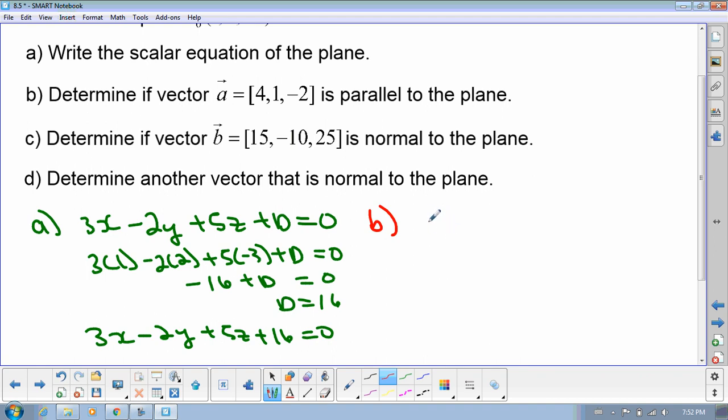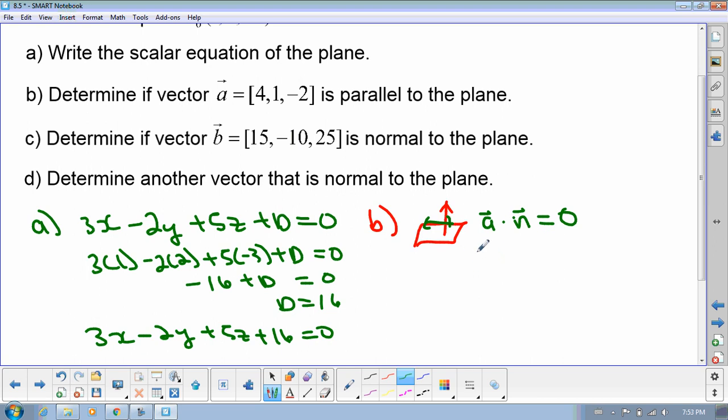All right, so if it's parallel, I have my plane and I know my normal, so I'm trying to see if the vector is parallel. If it's parallel, it has to make a 90-degree angle with the normal. So we are going to see if A dot n is equal to 0, because perpendicular lines have a value of 0 for their dot product.